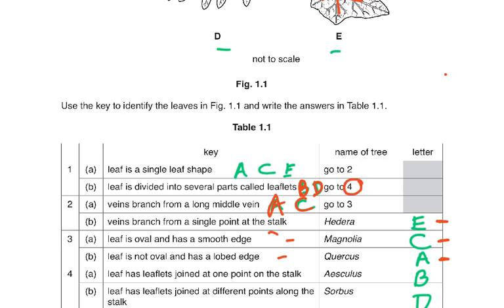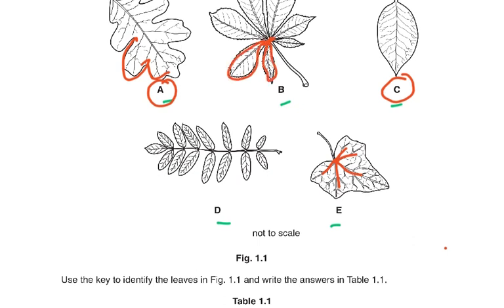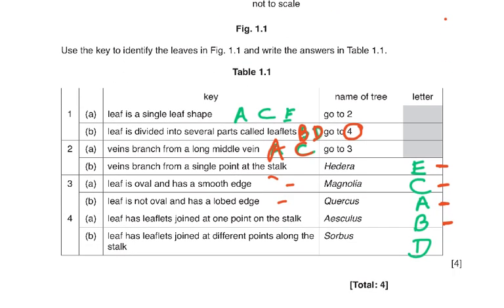So you go to 4. When you go to 4, leaf has leaflets joined at one point on the stalk, that is B. They're all joined at this point on the stalk. So this is joined here, this is joined here. And then you're left with the last one, which is D. So leaflets are joined at different points along the stalk, and that is D. So this was for 4 marks. 1 or 2 correct, 1 mark, 3 or 4 correct, 3 marks, and 5 correct gives you 4 marks. So this is a rather simple question. That's why there are so many marks for these simple points.